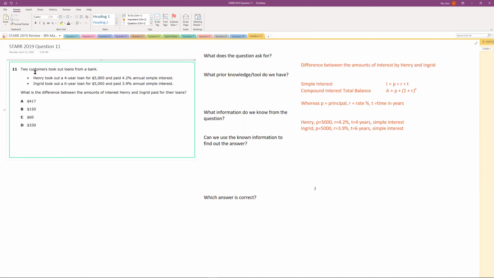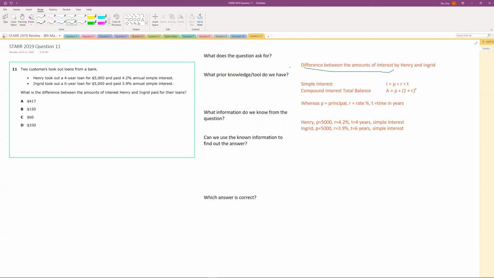It says two customers took out loans from a bank. Henry took out a 4-year loan for $5,000 and paid 4.2% annual simple interest. And Ingrid took out a 6-year loan for $5,000 and paid 3.9% annual simple interest. What is the difference between the amounts of interest Henry and Ingrid paid for their loans? So this question is asking for the difference between the amounts of interest.